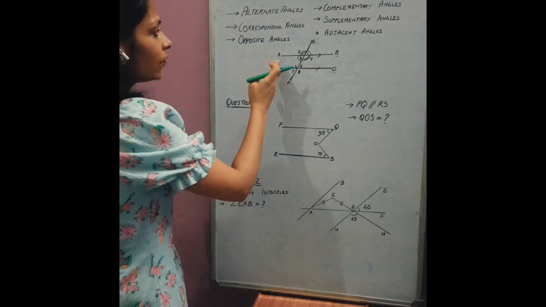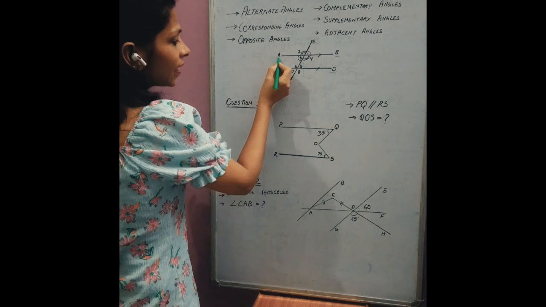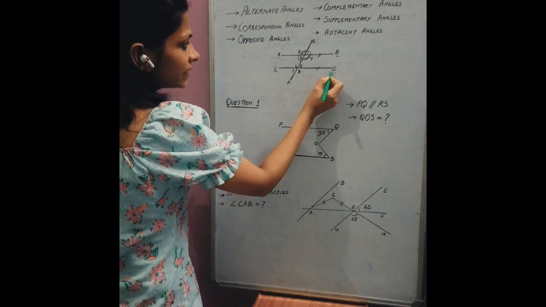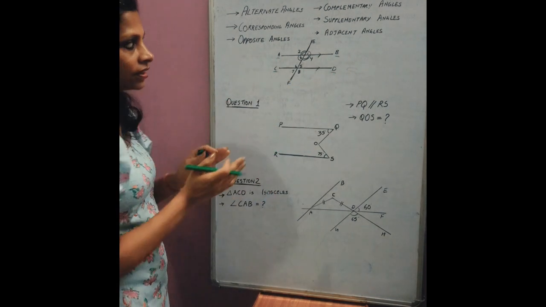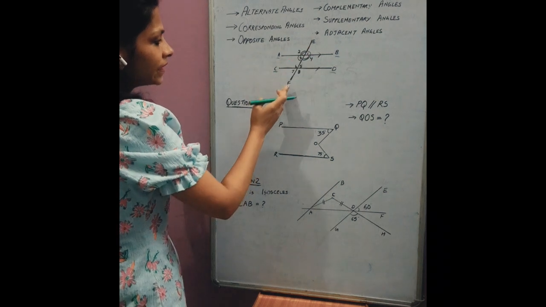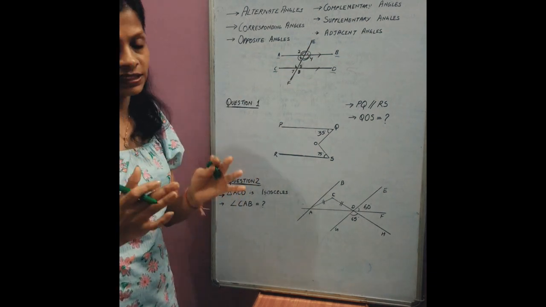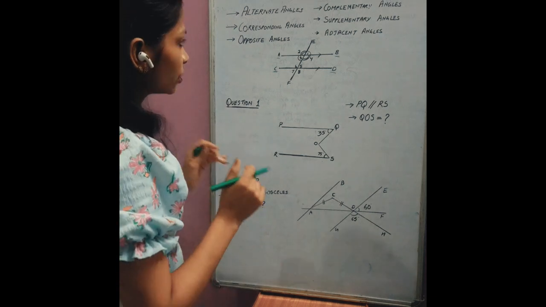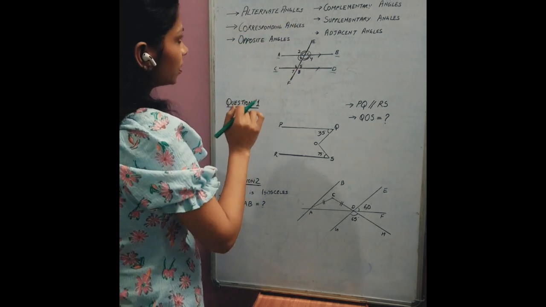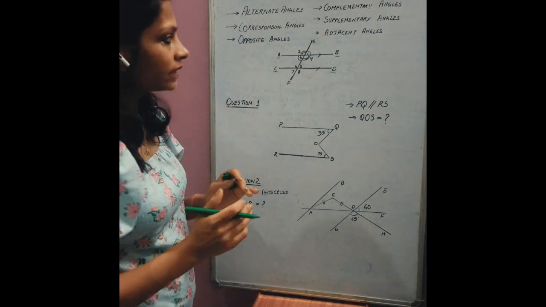So whenever we have two parallel lines, here I have line AB and line CD, which are parallel to each other, intersected by a line segment EF, then all the alternate angles and all the corresponding angles here are equal. So let's first find out what the alternate angles are.